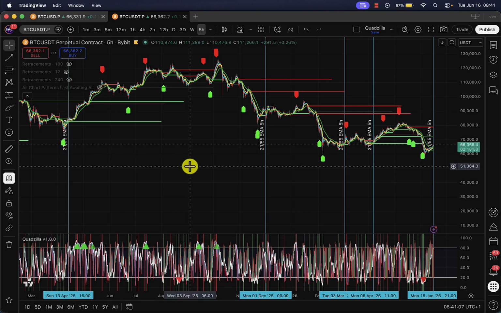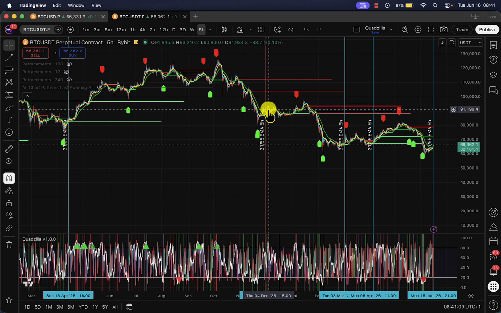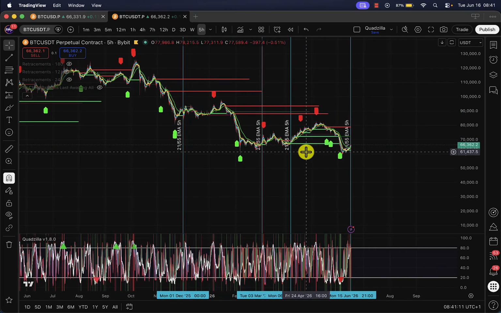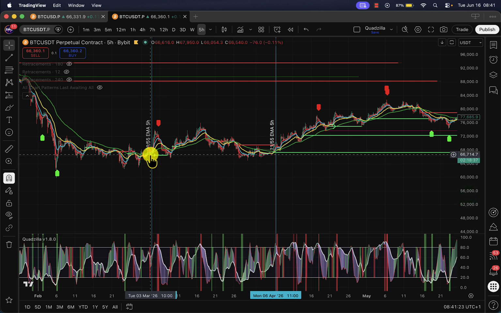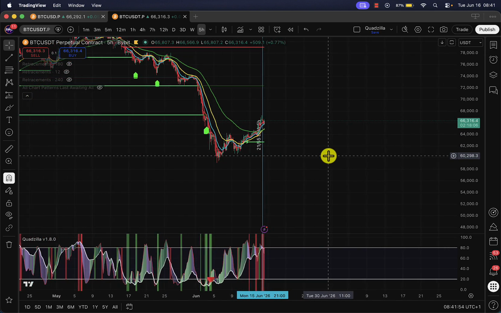So you can see that overall, when you get that bullish cross, the price does tend to go up. It doesn't always tend to do it immediately though. So say for example this one in March, the price went up quite nicely, but it did come back down. It actually came back down to this Quadzilla retracement level here, wiggled around a bit and then went up. This one here, it almost did something similar, but didn't come down quite as far, and then eventually went up a bit.